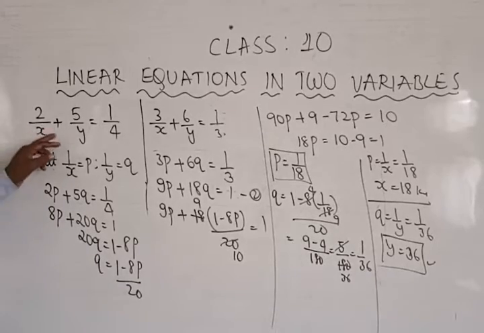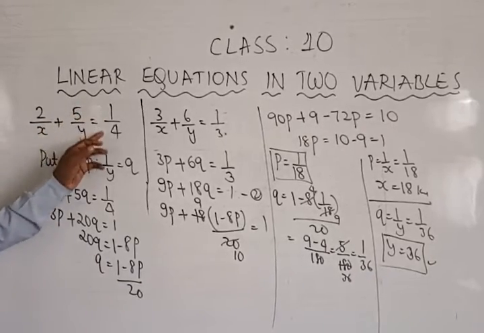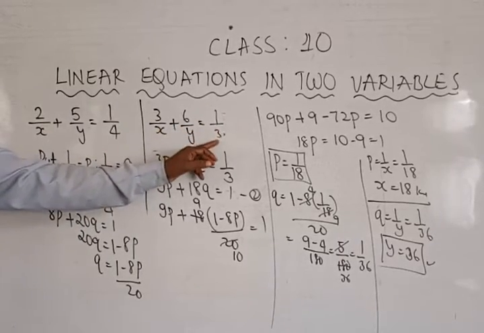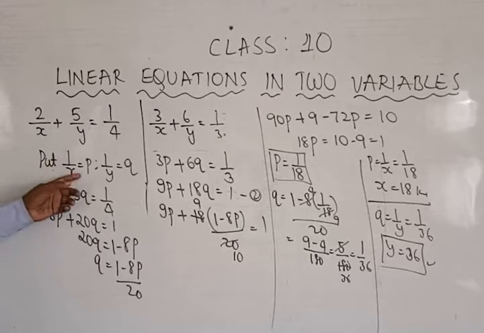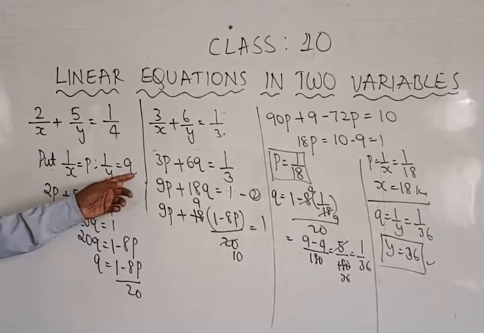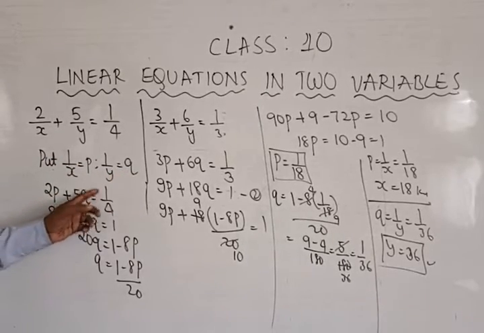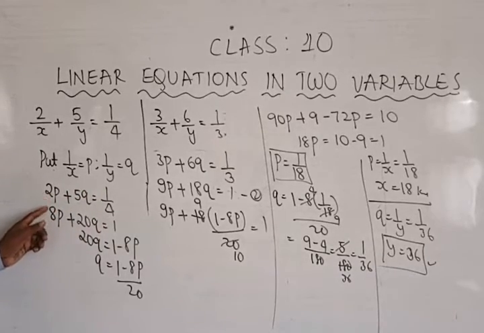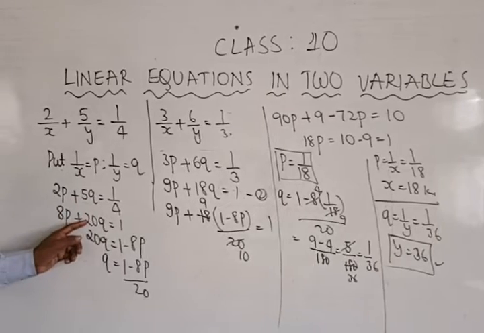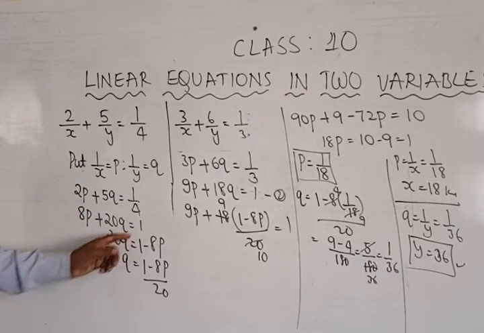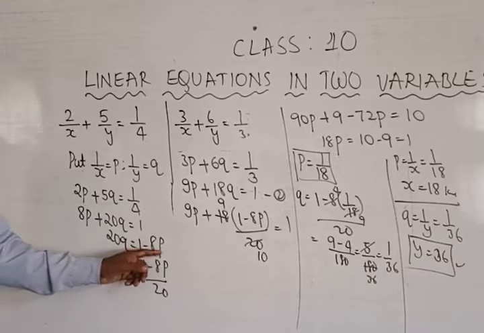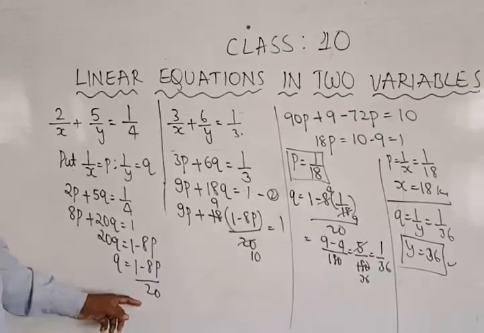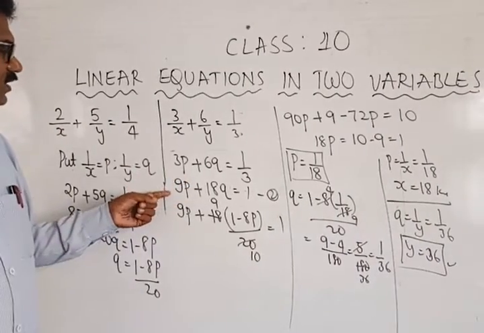So 2 by x plus 5 by y equal to 1 by 4. Here 3 by x plus 6 by y equal to 1 by 3. Then put 1 by x equal to p and 1 by y equal to q. Then 2p plus 5q equal to 1 by 4 and cross multiply with 4: 8p plus 20q equal to 1, or 20q equal to 1 minus 8p, q equal to (1 minus 8p) by 20. This is the substitution method. Now you substitute.